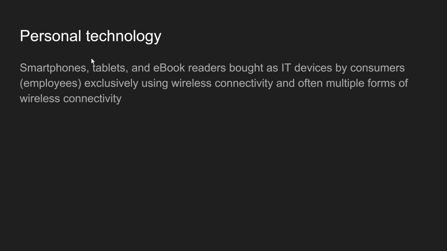Personal technology: smartphones, tablets, and e-book readers bought as IT devices by consumers or employees exclusively using wireless connectivity and often multiple forms of wireless connectivity.